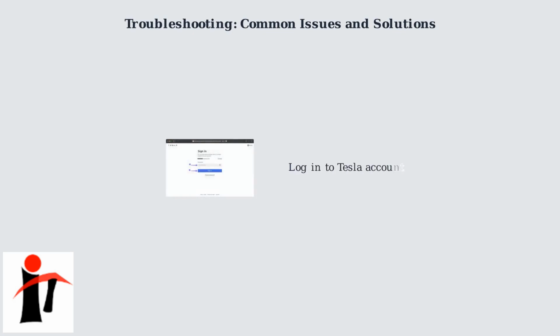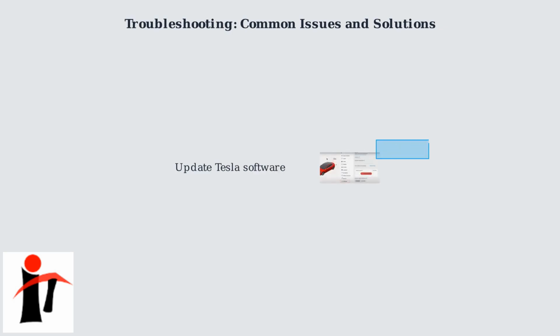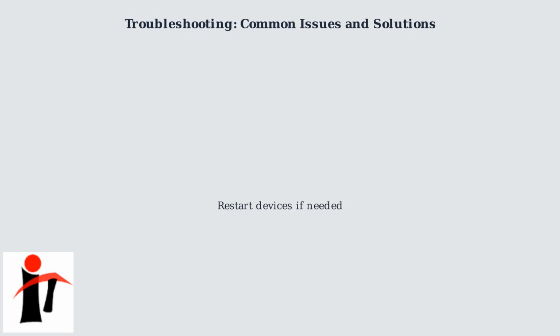Verify you're logged into your Tesla account on both your phone and the car. Use the same account for seamless integration. Ensure your Tesla software is up to date. Check for over-the-air updates in the car's settings to guarantee compatibility. If issues persist, check Tesla support or restart both devices.